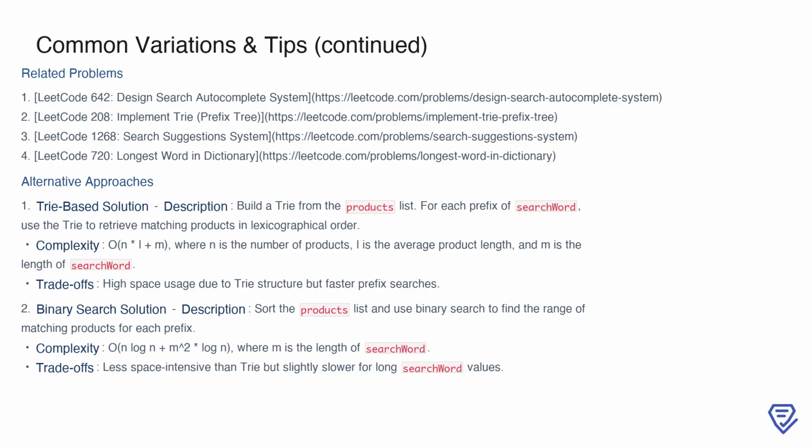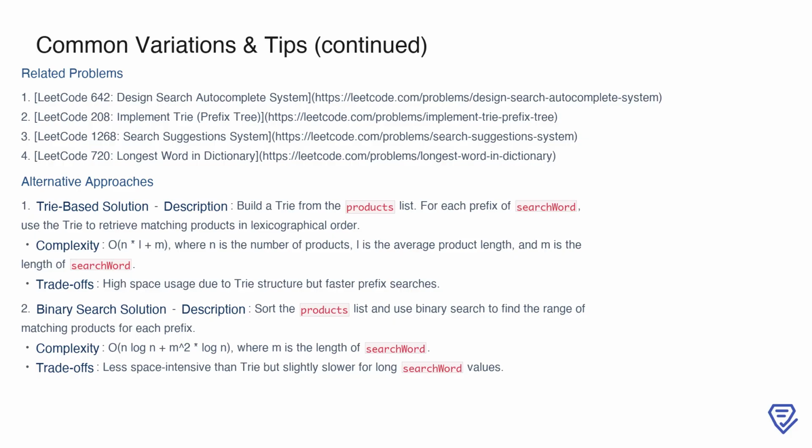When considering alternative approaches, a trie-based solution is a powerful option. By building a trie from the products list, you can retrieve matching products for each prefix in lexicographical order. This approach has a complexity of O(N times L plus M), where N is the number of products, L is the average product length, and M is the length of the search word. However, this comes with high space usage due to the trie structure.